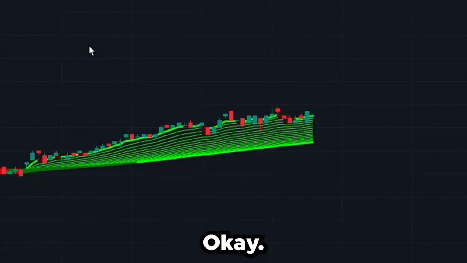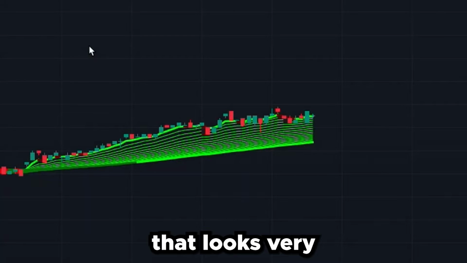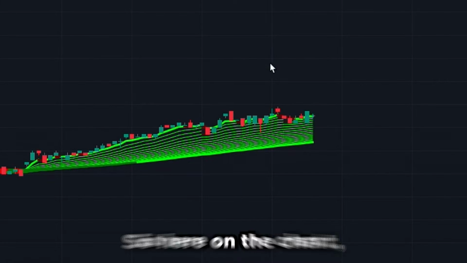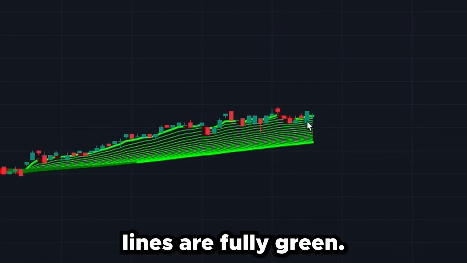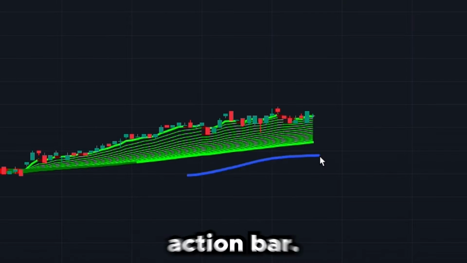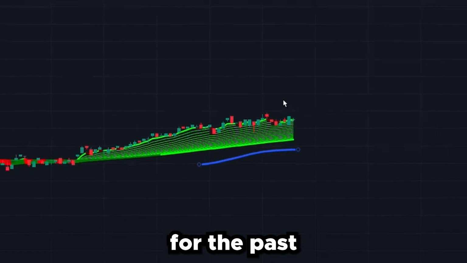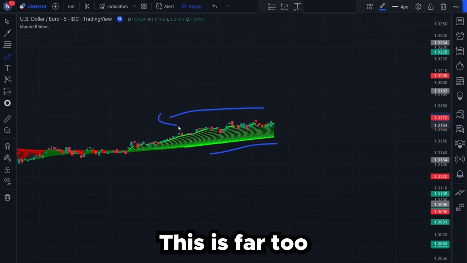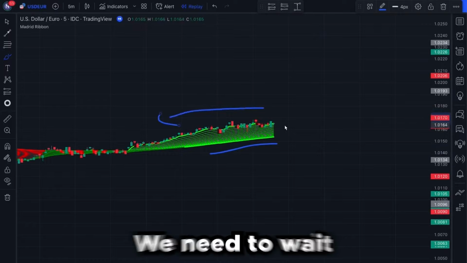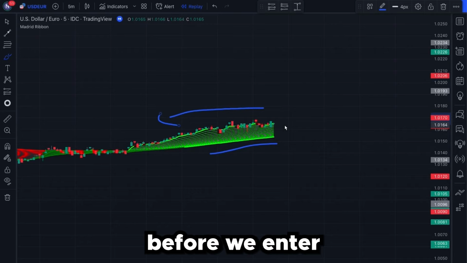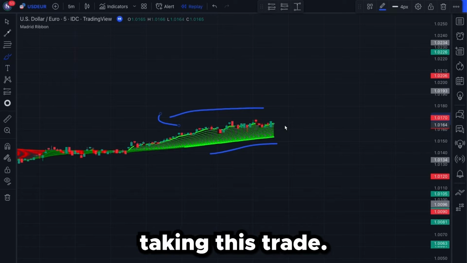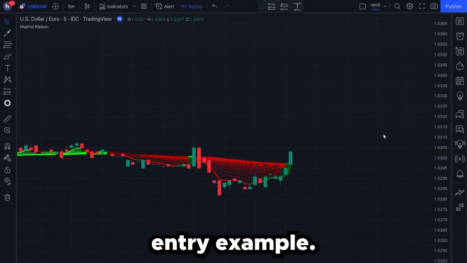Okay, I want to give you an example of a long entry that looks very promising but isn't quite right. So here on the chart, you can see our indicator lines are fully green. We also have a green price action bar. So this setup looks perfect, but if you remember what I told you before, you can see that the indicator lines have been green for the past 10 to 15 bars. This is far too deep into the current phase of the price action. We need to wait until a bearish trend comes in before we enter the next bullish trend, so we won't be taking this trade.